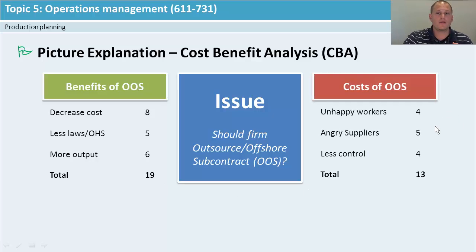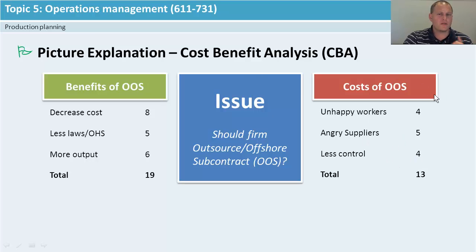If we compare this to the costs of doing it, you're going to get unhappy workers, from Maslow. They lose some job security, the ones that are staying behind. They don't feel as though they're safe there. Might not be a big impact to your business, so a 4 out of 10. You might get angry suppliers who are used to supplying to you. There might be a big impact, but you might just say 5 out of 10. And getting less control of your business because it's been outsourced or subcontracted might be a 4.